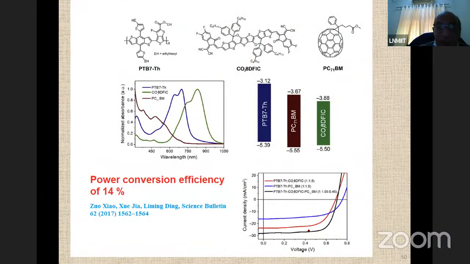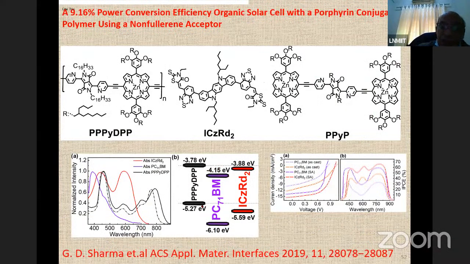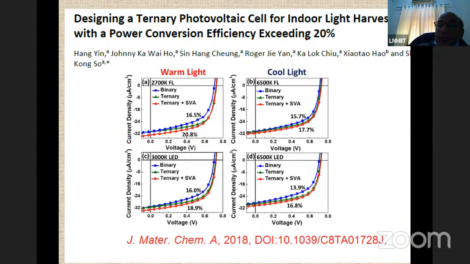And we have also designed some: this is donor here, acceptor here, acceptor here. We got efficiency of around 10%, which was reported in 2018. Similarly, we have used a ternary system with PCBM as a fullerene acceptor, and this is another non-fullerene acceptor here. We got efficiency of about 9.6%. And recently, 20% efficiency has been reported for indoor applications.